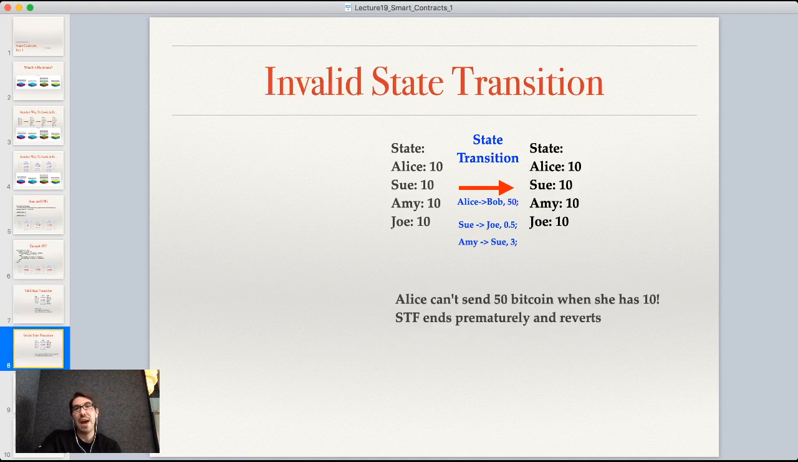An invalid state transition: here we have Alice trying to send Bob 50 Bitcoin. Alice can't send 50 Bitcoin, so the whole group of transactions we try to send just reverts. It ends prematurely. We just say, all right, this can't happen. We're not actually going to produce a block with this, and thus the state stays the same.